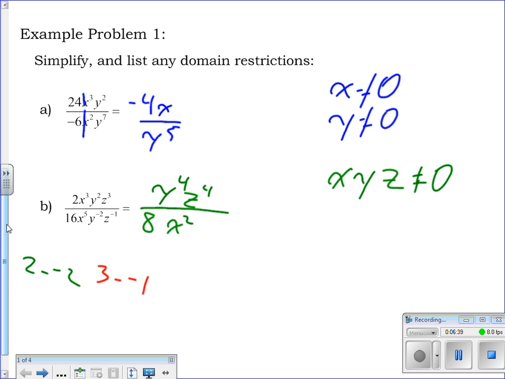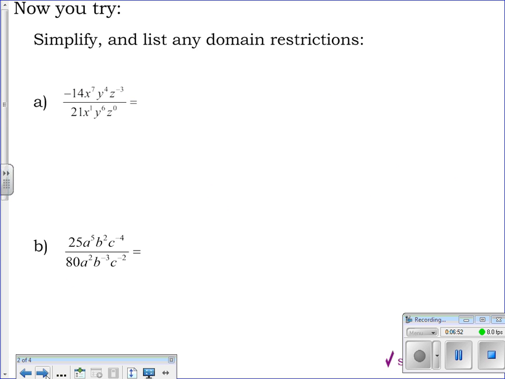Okay, and yes, I do write them on the board like this because if you're doing it in your head, sometimes it's easy to screw up. 3 minus a negative 1, that's actually 3 plus 1. Feel free to write it off to the side like that. I do. Okay. Your turn. Do these problems.